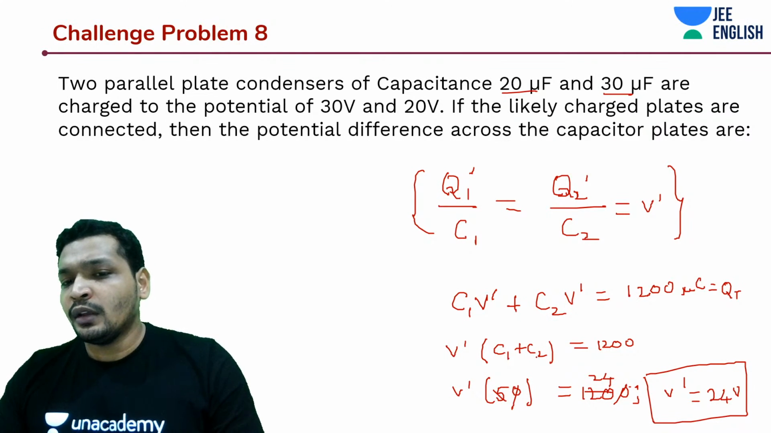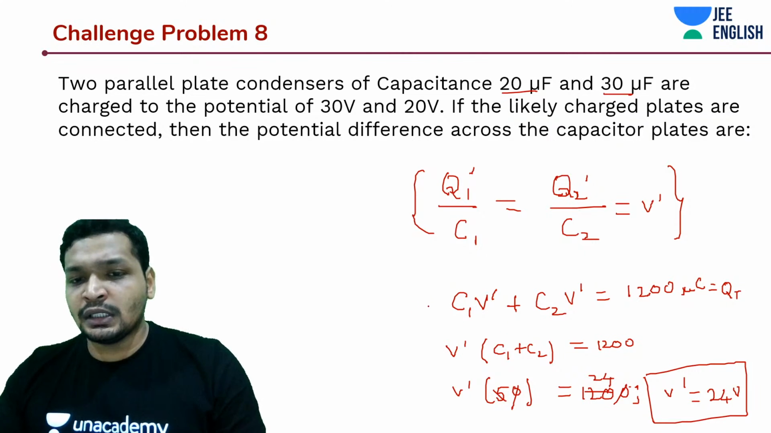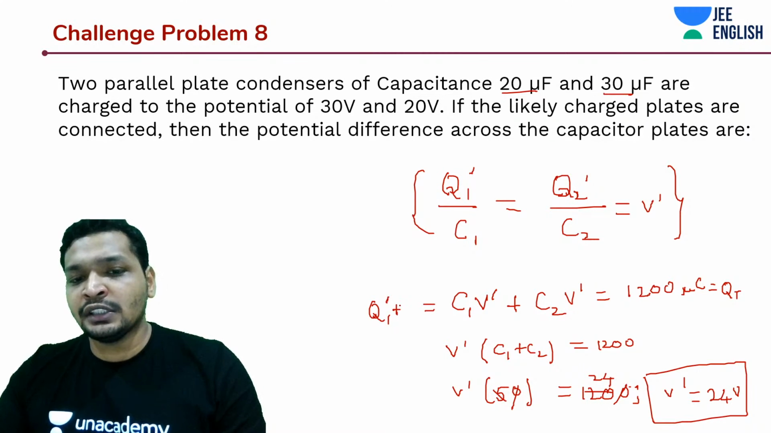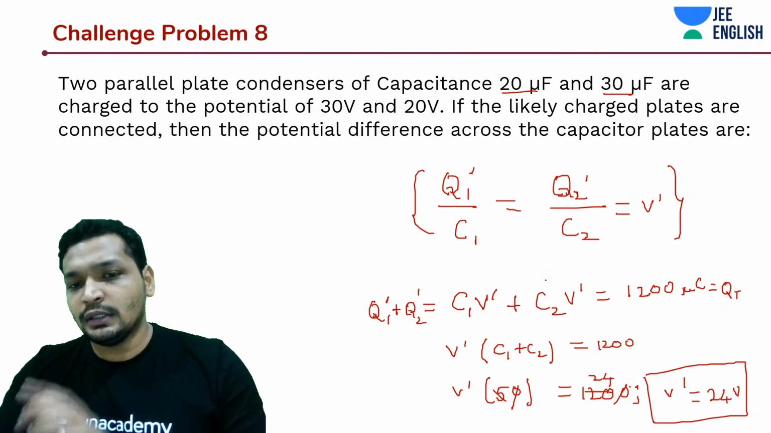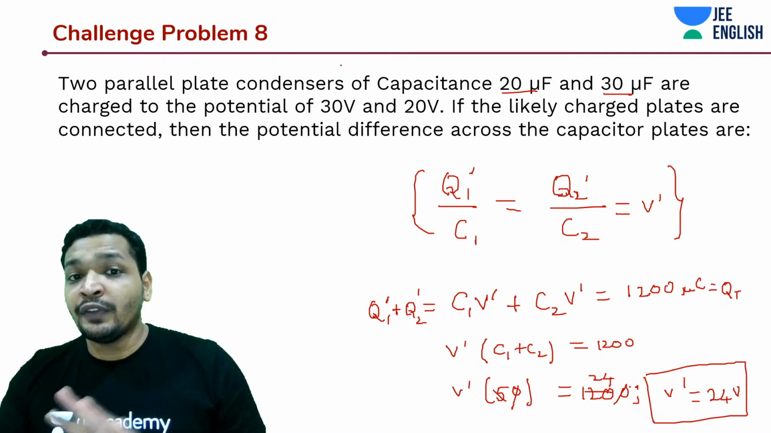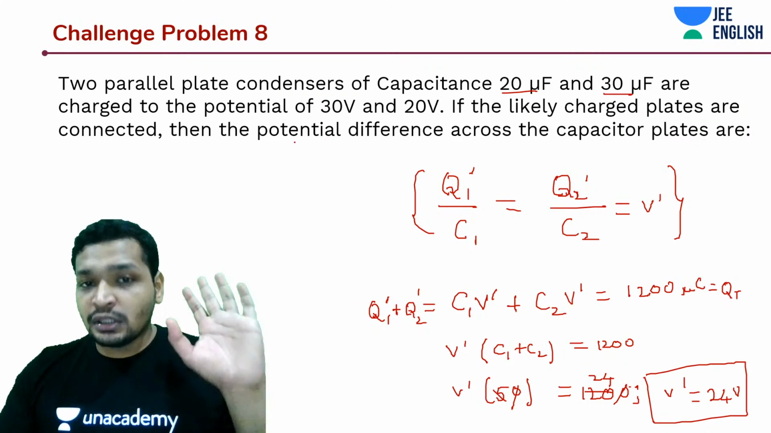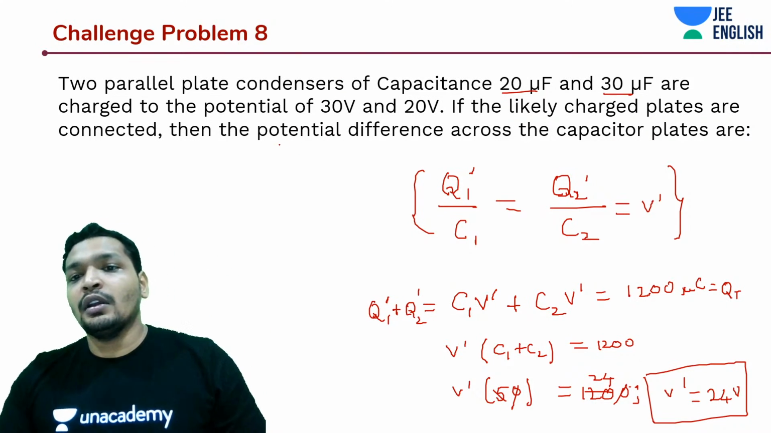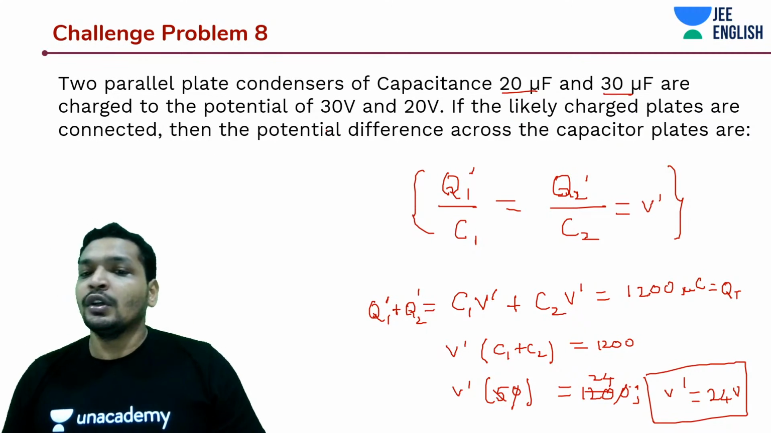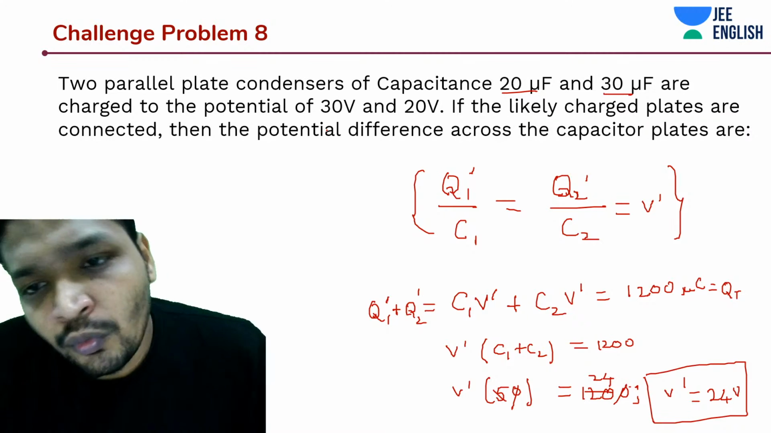Okay, that's what we did. This is how much? Q1 new, okay, dash is new. Okay, that's what we did. Nothing else. Charges should be equal when they are connected across the same kind of polarity. If they are connected in opposite polarity, what would you do? You would still try to balance the voltage only.